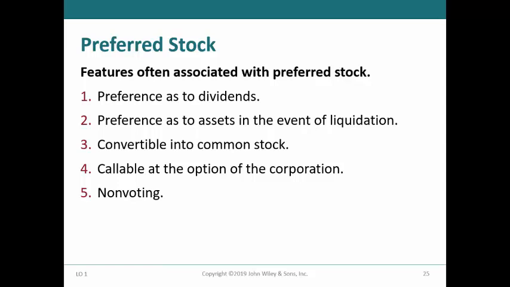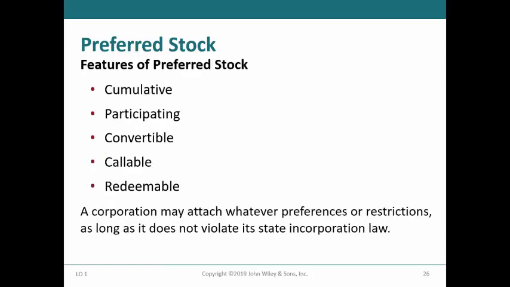Preference as to assets means that preferred stockholders would receive their portion of the corporate assets upon liquidation before the common stockholders. Preferred stock may be convertible into common stock at the option of the shareholders or may be callable at the option of the corporation. Preferred stockholders do not have the right to vote on the board of directors.